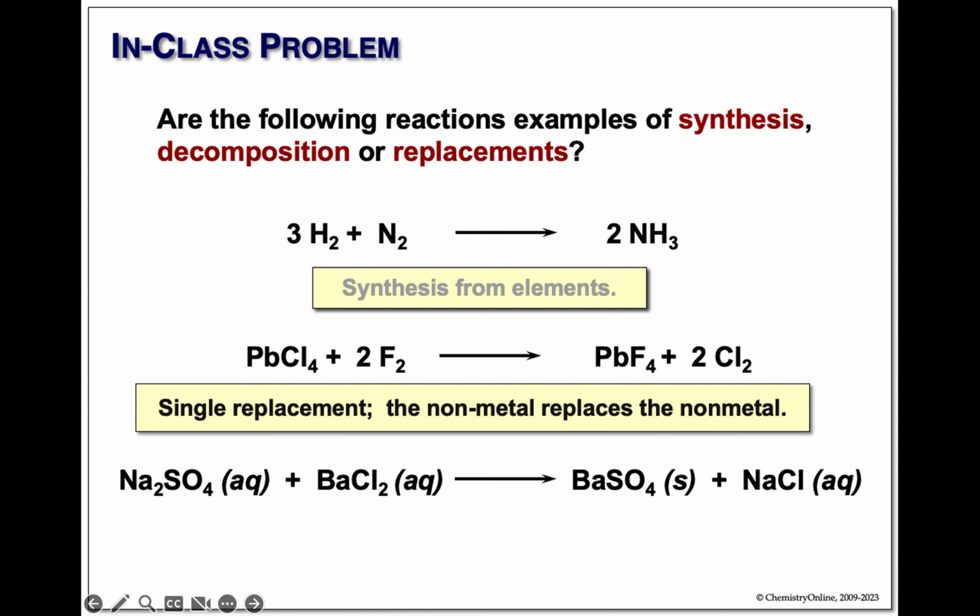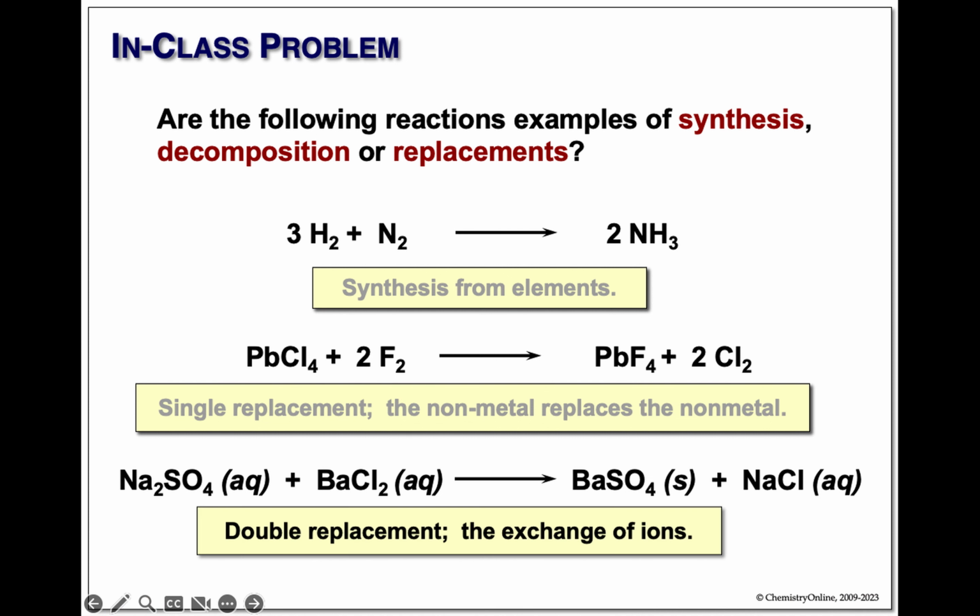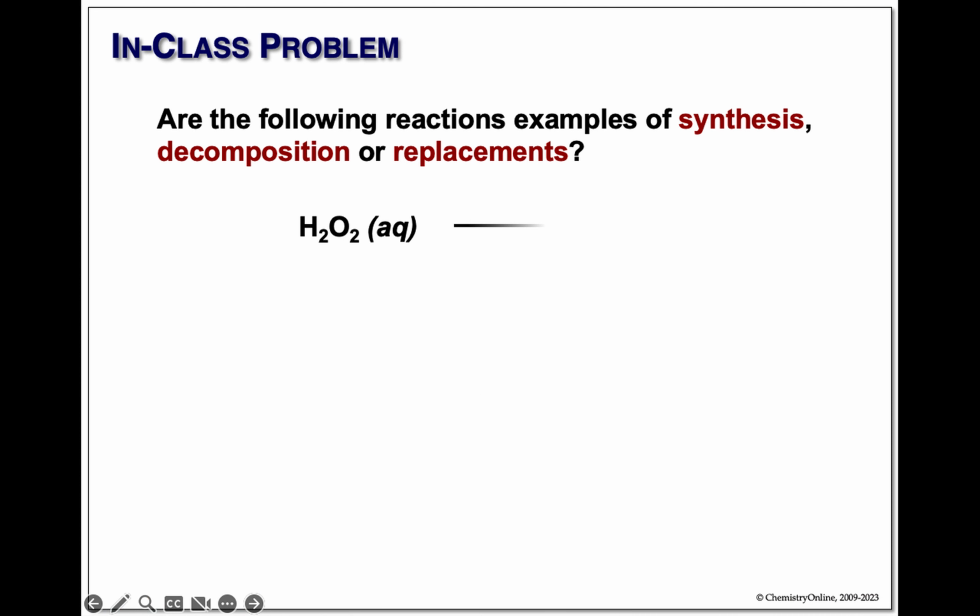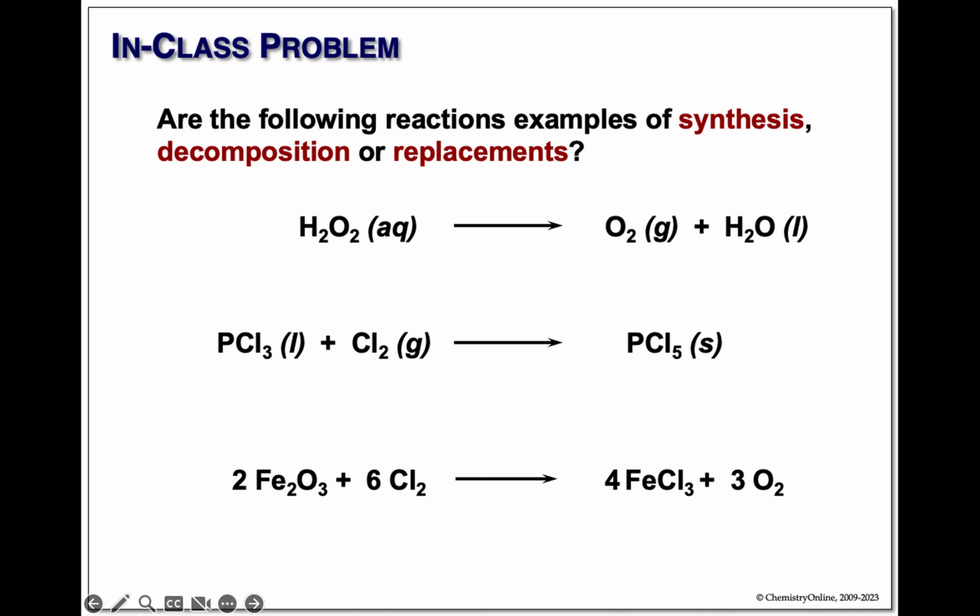Here we have aqueous solutions of sodium sulfate, barium chloride. When we mix them, we get solid barium sulfate, and we get sodium chloride in solution. We have simply swapped ions, sodium for chloride, barium for sulfate. It's a double replacement reaction. Let's do another. Look at these, figure out what they are, then I'll talk.